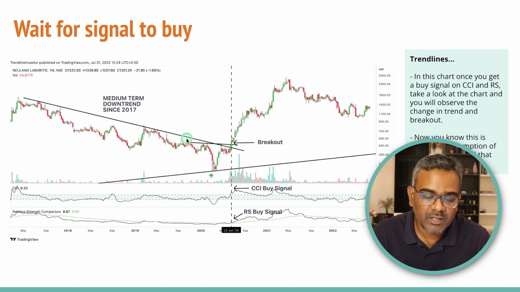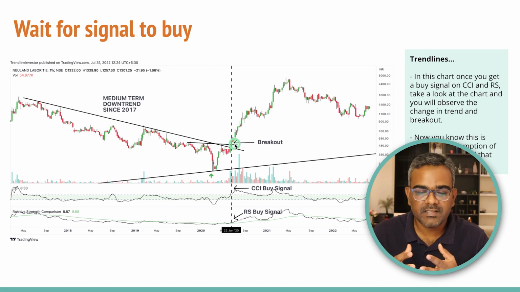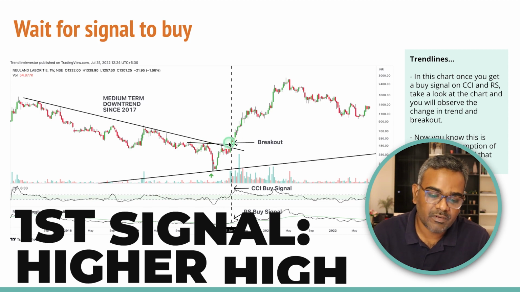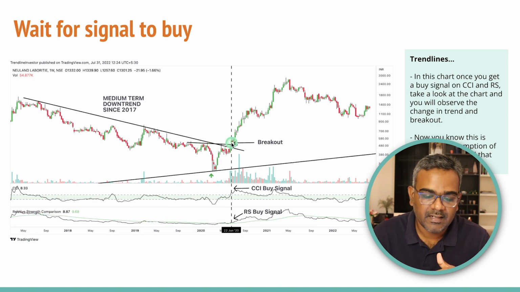Now here, the reason why I'm saying you have to buy at this point is because the stock is now coming out of a long-term downtrend and it's forming a higher high for the first time. When a stock has continuously been in a downtrend, the first signal that it is turning to an uptrend is when it starts forming a higher high. The previous high was this, and now it's crossing the previous high. That's why I call it a higher high, right? And that's the point. And this is also an inverted head and shoulders pattern, right?